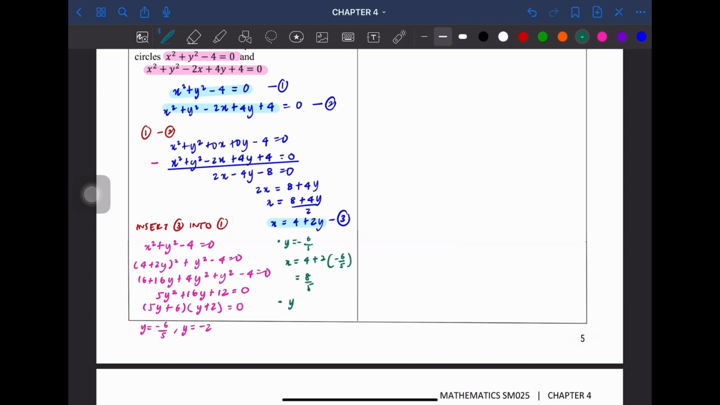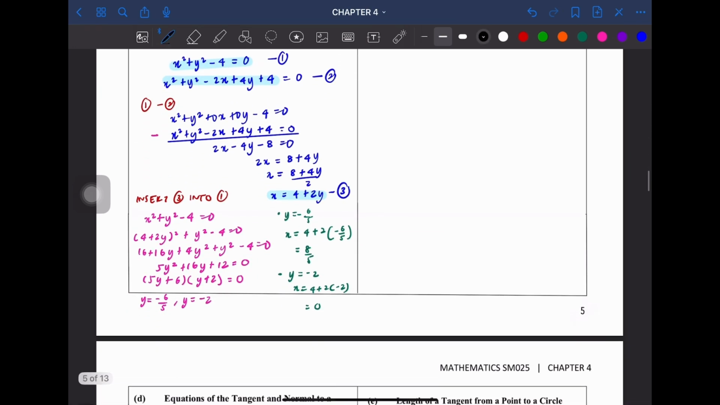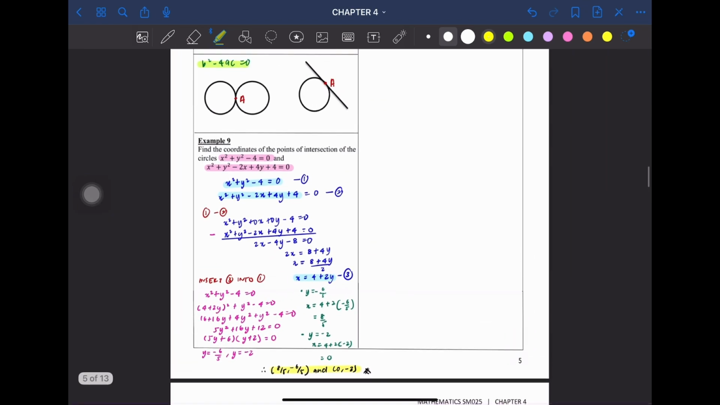And then for the second coordinate, we have y equal to negative 2, so x is equal to 4 plus 2 times negative 2. So it is equal to 0. So the final answer is we have two intersection points. The first one is 8 over 5, negative 6 over 5. And the other one is 0, negative 2. So that is your point of intersection. Okay, so you're done.